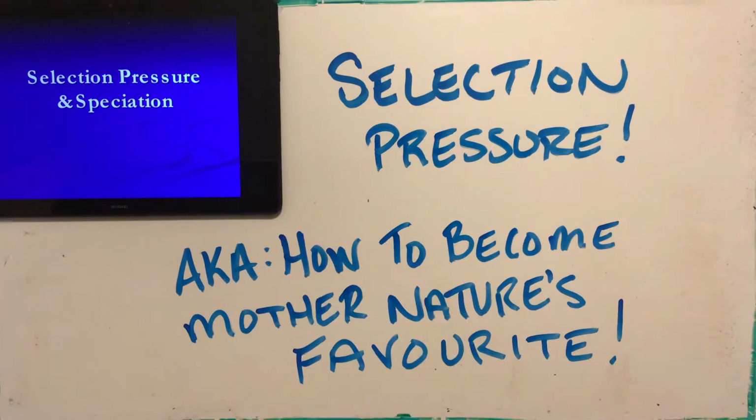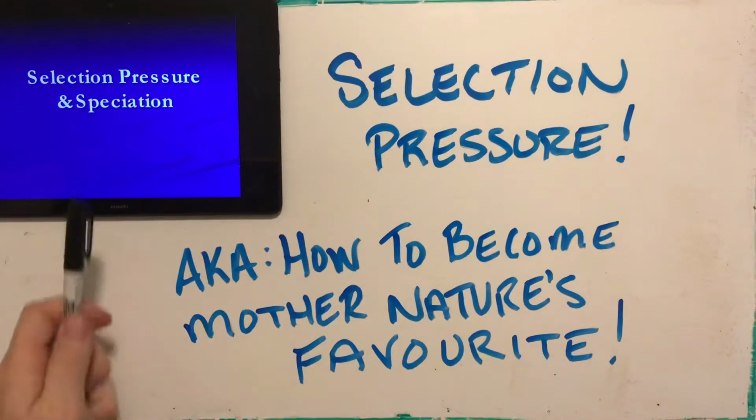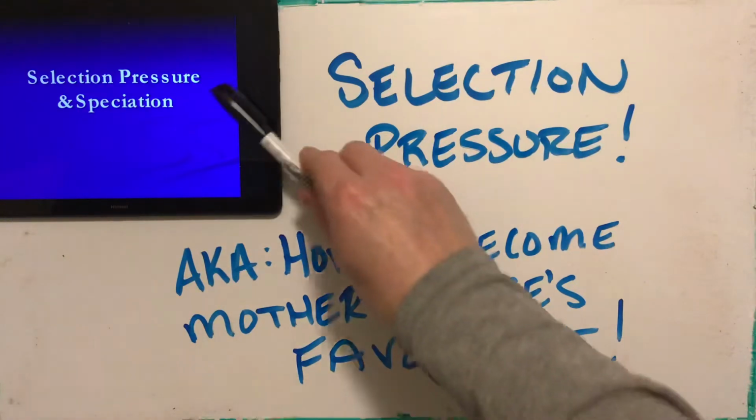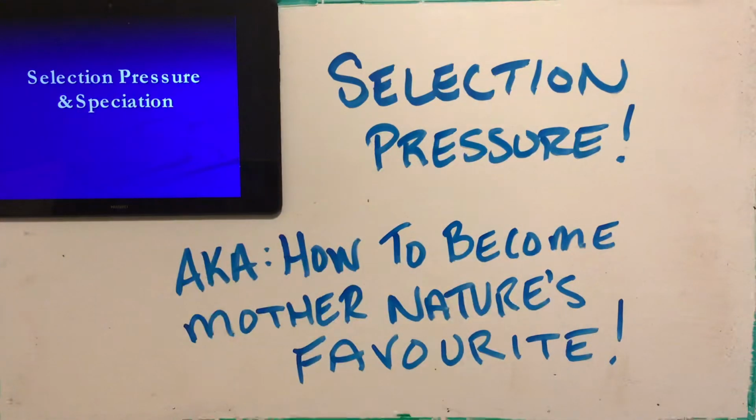All right, Biology 11, continuing our evolution unit. Our next talk is on selection pressure. Now, I know on your D2L notes, selection pressure and speciation go together. I'm going to break them up. We're going to do selection pressure today. Speciation we will do tomorrow.